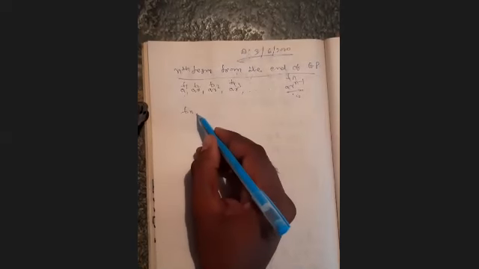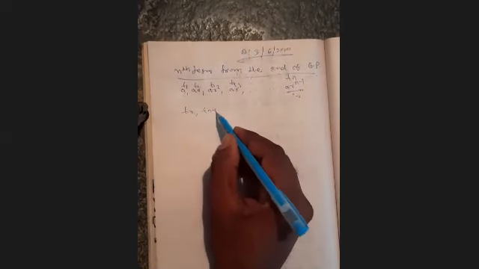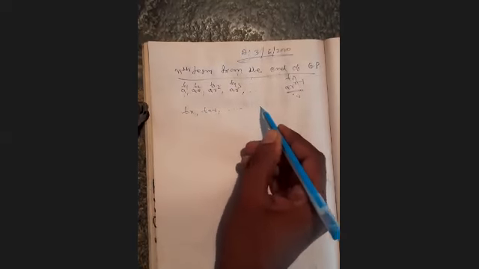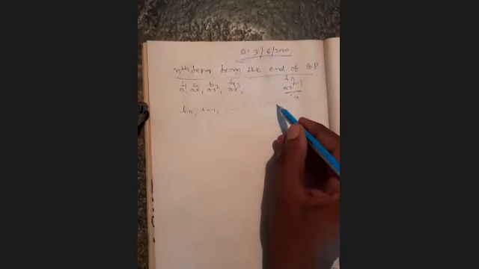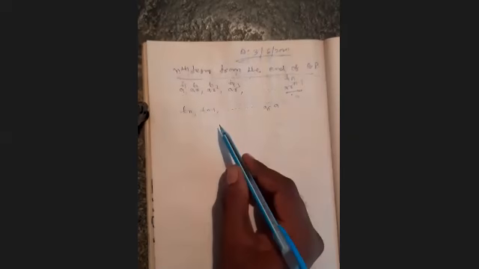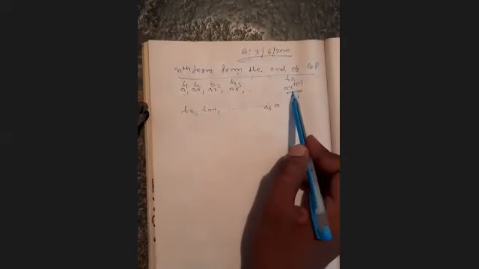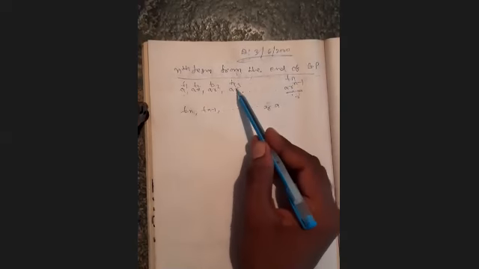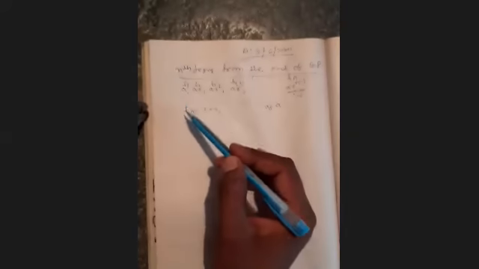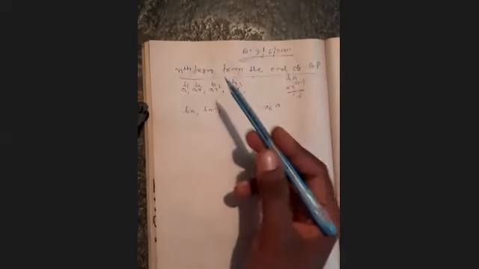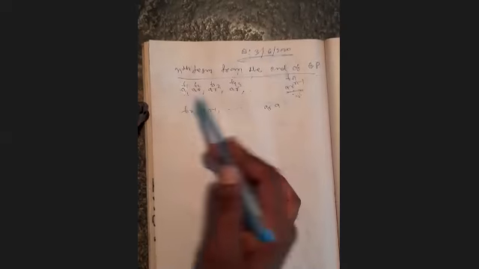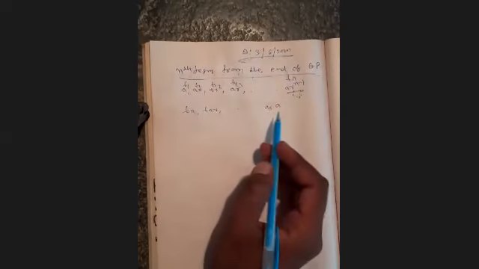Tn is the first term, Tn minus 1 is the second term, and so on. The last term will be A, and the before-last term will be AR. Like this, he is asking for the nth term from the end of GP. If you take the end as the first one, then second, third, fourth, fifth, like that. Very simple, don't get confused.